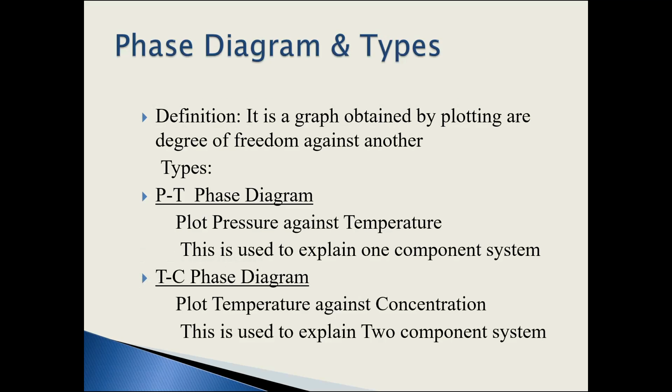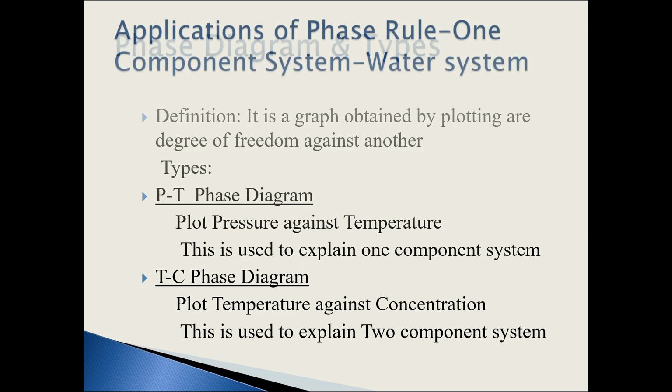Generally, phase diagrams are sub-categorized into two categories, that is the PT phase diagram and the TC phase diagram. In the PT phase diagram, the graph is drawn between pressure and temperature, whereas in the TC phase diagram, the graph is drawn between temperature and composition or concentration of the system.